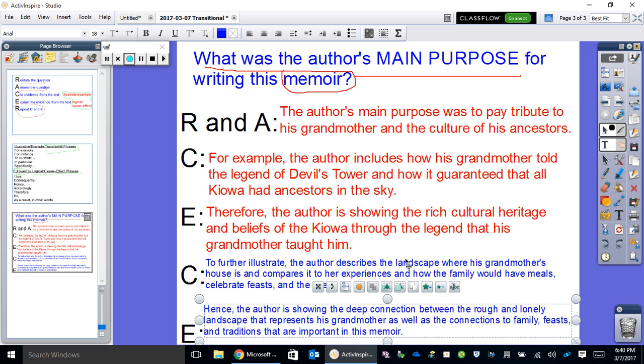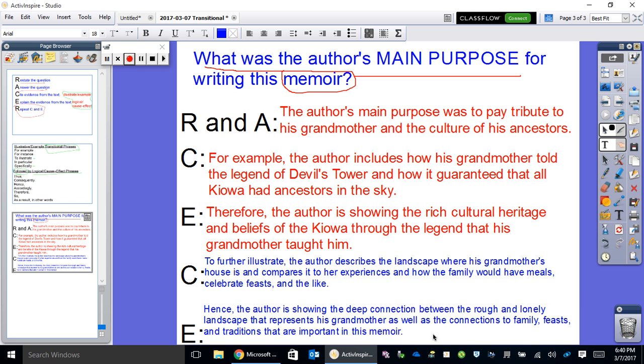Hence, the author is showing the deep connection between the rough and lonely landscape that represents his grandmother, as well as the connections to family, feasts, and traditions that are important in this memoir. So, in other words, we've restated and answered. We gave evidence from the text, but we led into it with a transitional phrase, for example. And then we did a logical connector with therefore. And then we did another piece of evidence, which was to further illustrate. And then we also used another logical connector to explain that evidence.